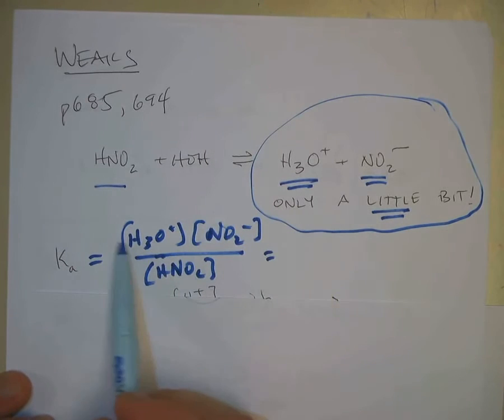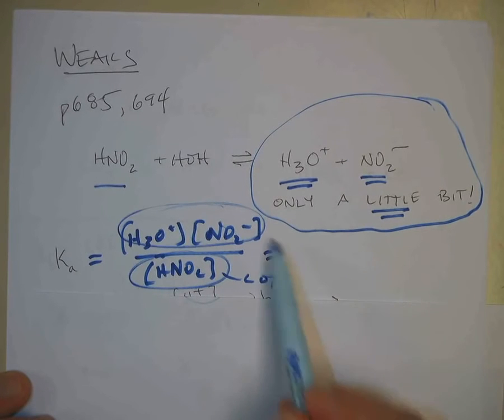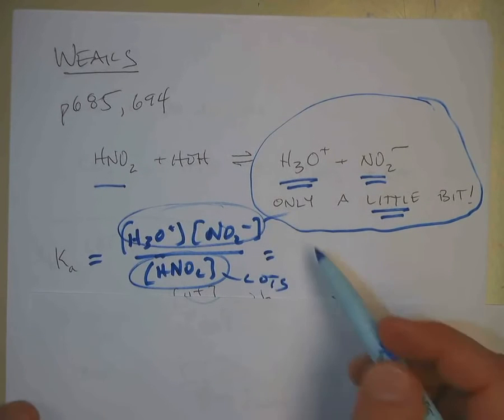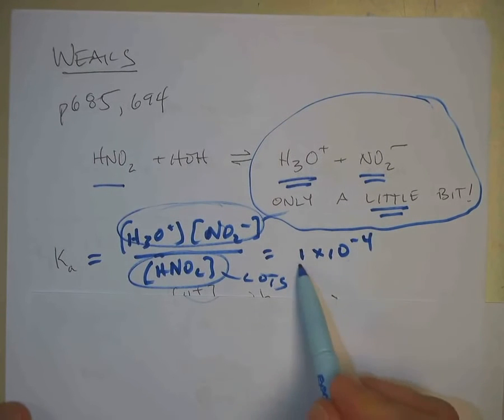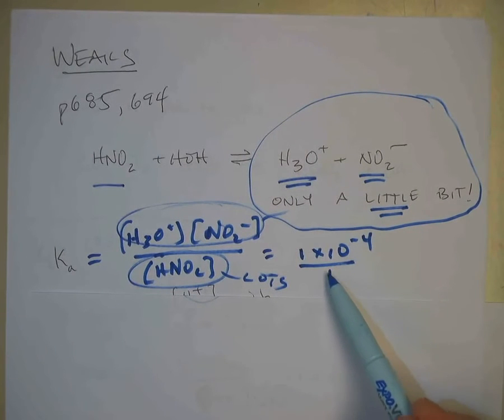And this K would not have much of this, but it would have lots of this. Not much of this, just a small amount. And so you'd end up with some number like 1 times 10 to the negative fourth. And remember, always take your K and write it over 1. You can see that there's a lot more reactants than there are products.